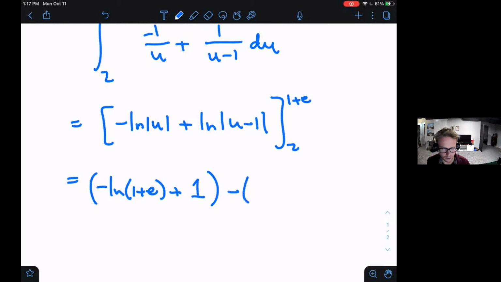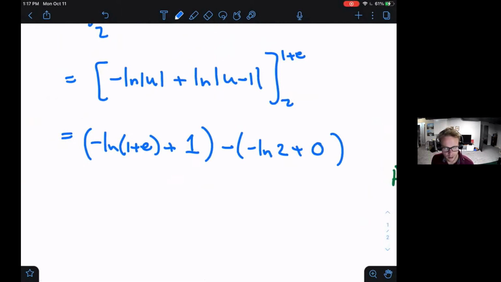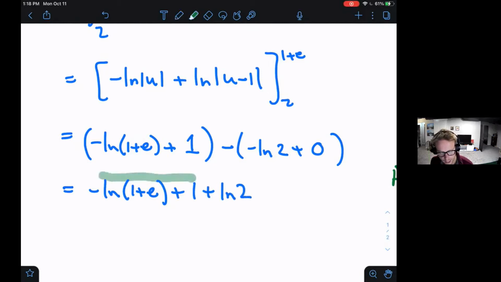Now let's go ahead and plug in 2. So we're going to have minus the natural log of the absolute value of 2. Again, 2 is already positive, so those absolute values aren't doing a whole lot. And then plus the natural log of the absolute value of 2 minus 1, which is 1. Plug that into your calculator and you'll find that this is equal to 0. So the natural log of 1 is equal to 0 here. Let's simplify things out one more line: negative the natural log of 1 plus e plus 1 minus a negative, so plus the natural log of 2. So this right here would be my final answer.